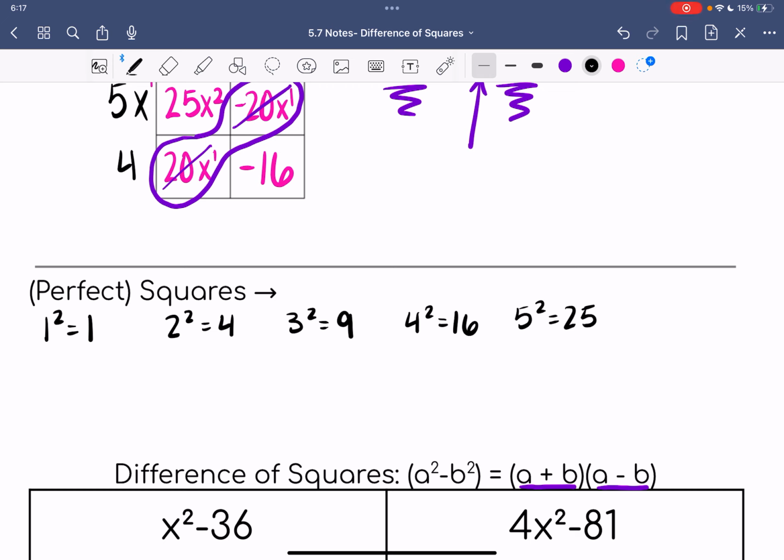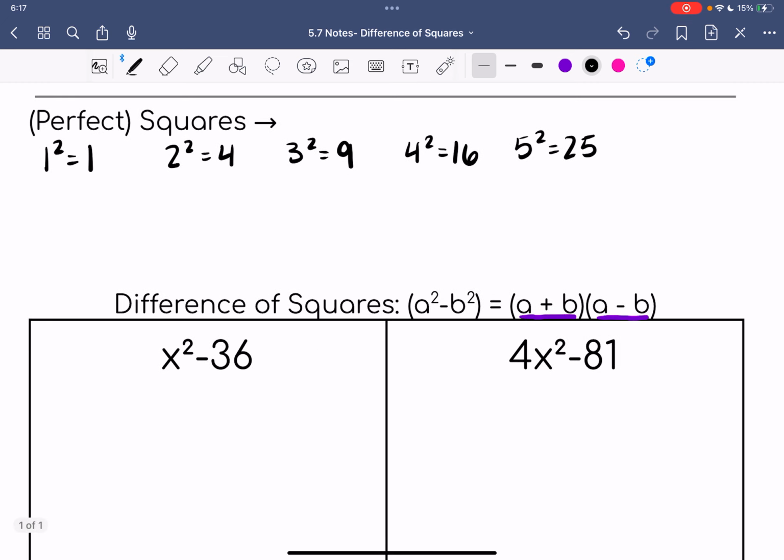Give you a second for those. I think most of us have most of those memorized. 6 squared is 36. 7 squared is 49. Sorry about the grandfather clock in the background. 8 squared is 64. 9 squared is 81. And 10 squared is 100.